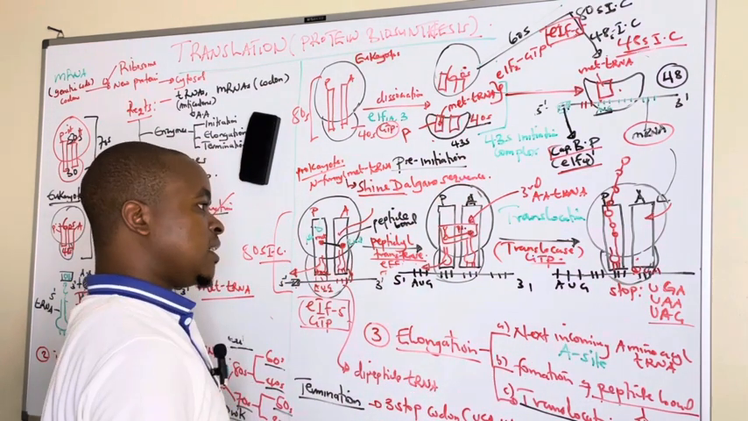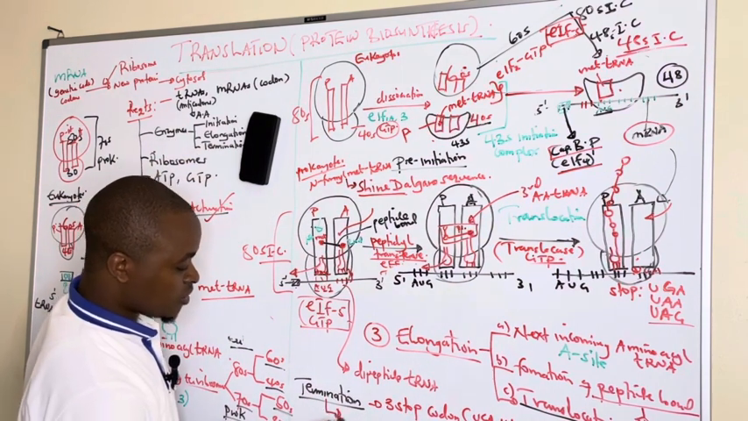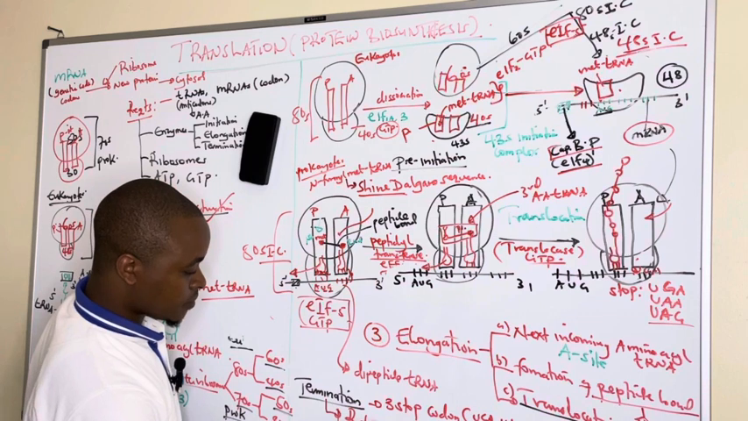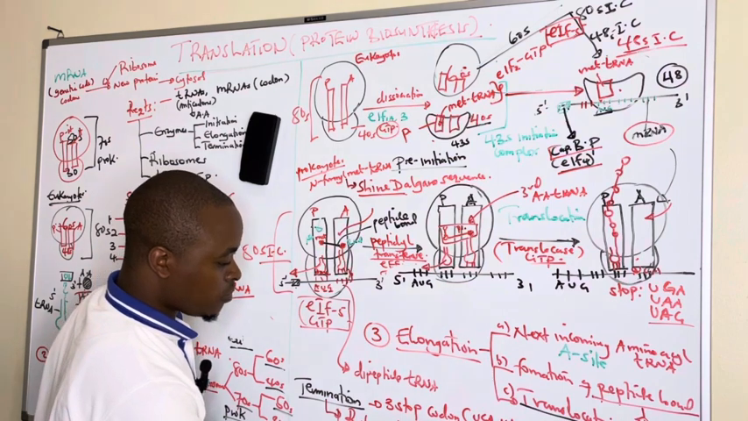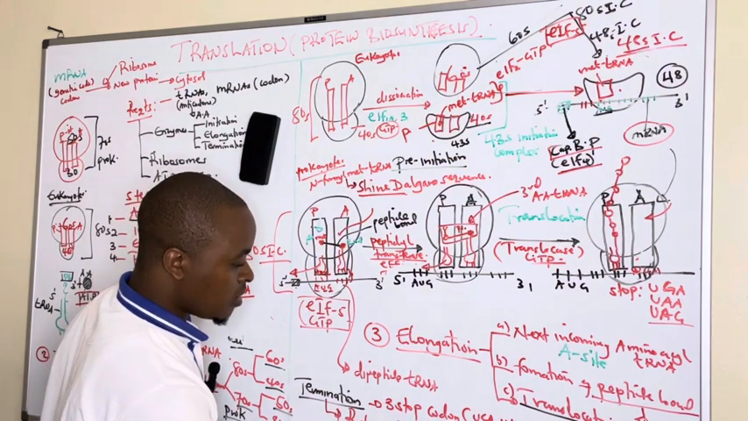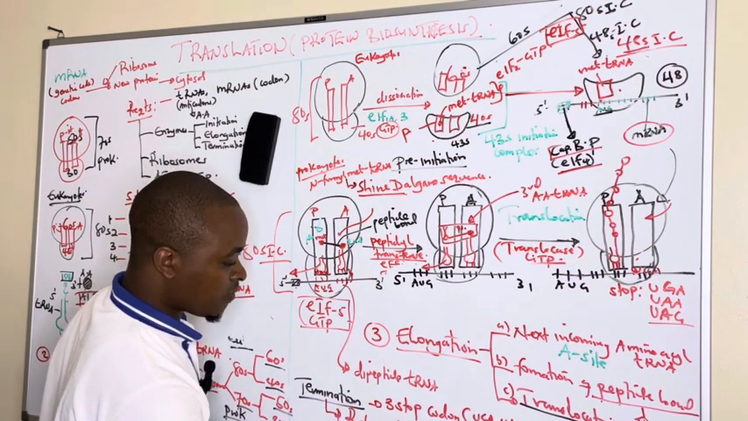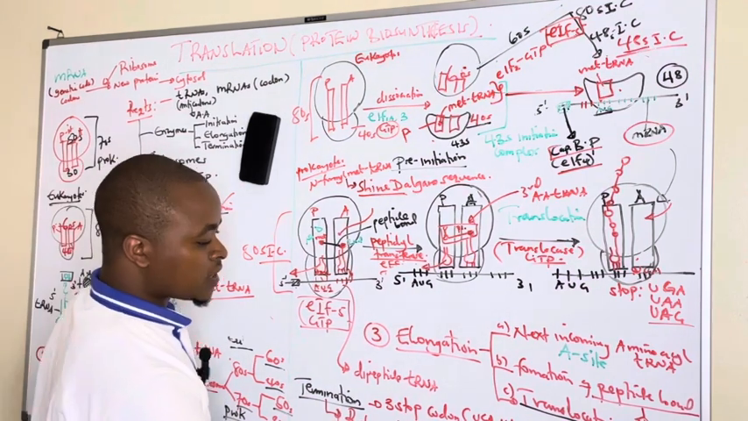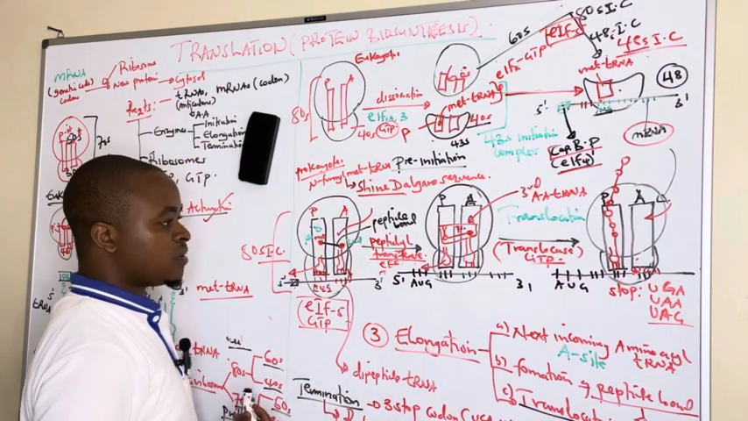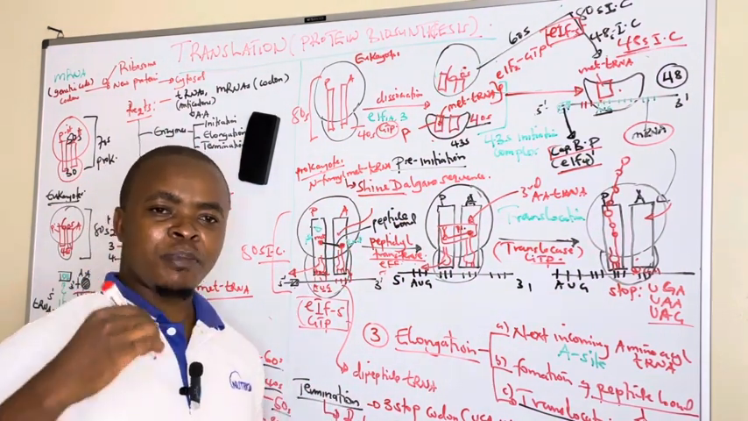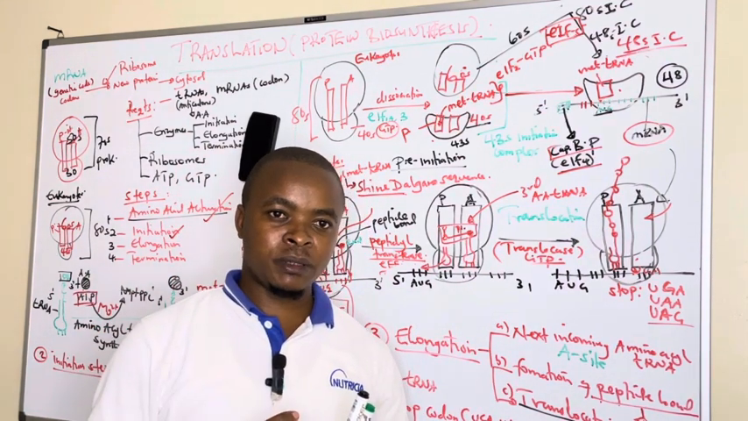Whenever it reaches the A site, it is detected by the termination signal, and this termination signal leads to the release factor coming in. In prokaryotes, we have release factor 1, 2, and 3, while in eukaryotes, we have a single release factor. And these release factors come and work together to neutralize the action of peptidyltransferase, because whenever peptidyltransferase is present, it's going to continue to make more peptide bonds.